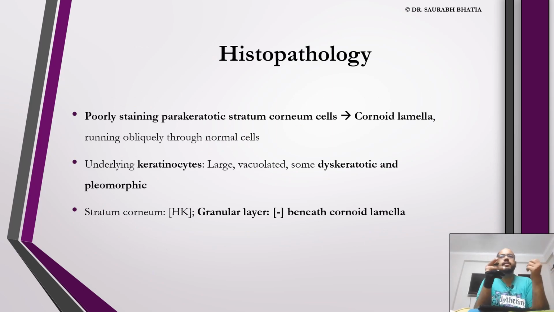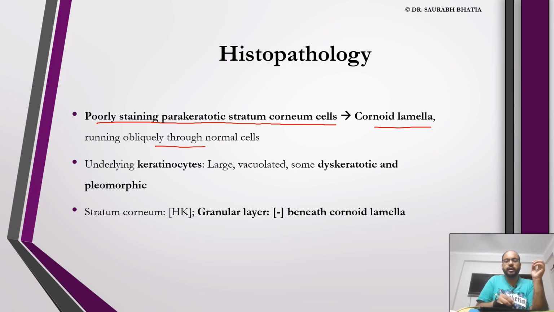Now, histopathology, and that is very important because that is what is usually asked, the biopsy findings of porokeratosis. So in biopsy, you will see a poorly staining parakeratotic stratum corneum cells. You will see a column of parakeratotic cells, which is the cornoid lamella, running obliquely through normal cells.